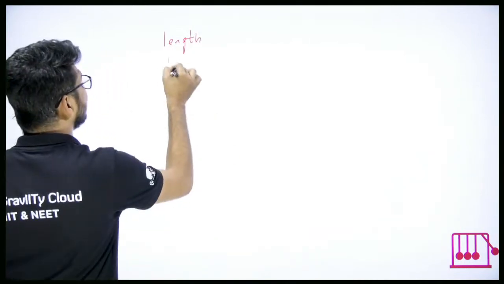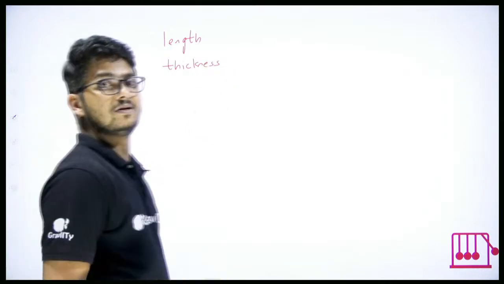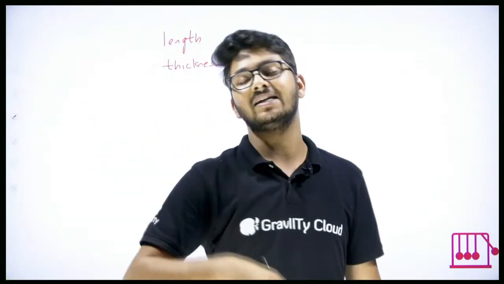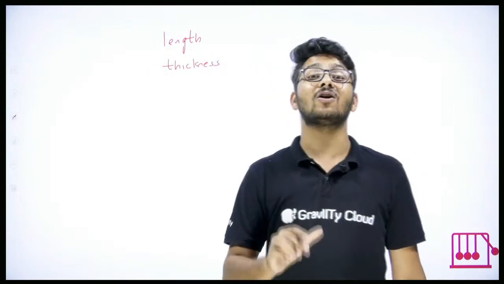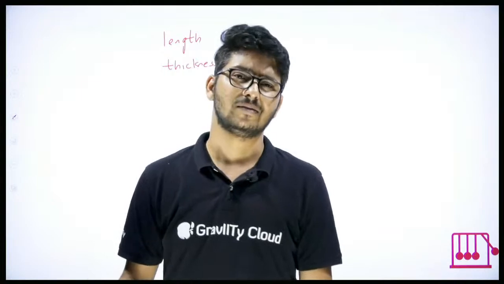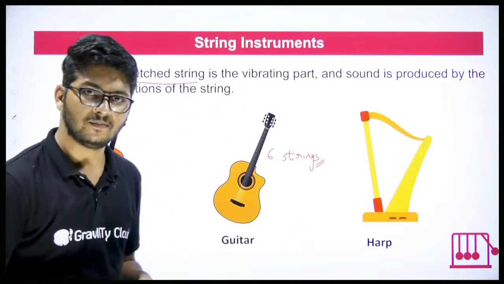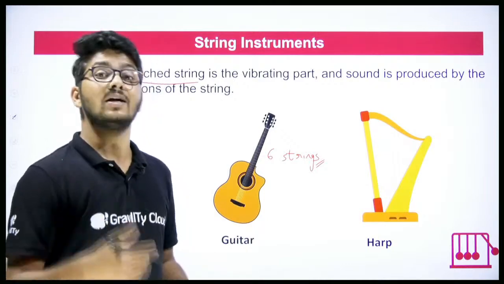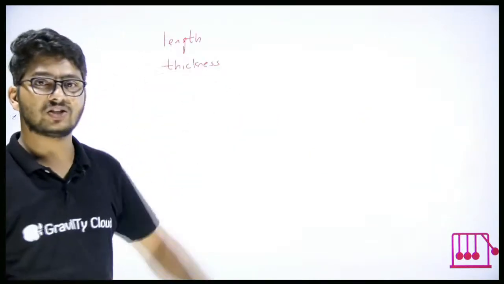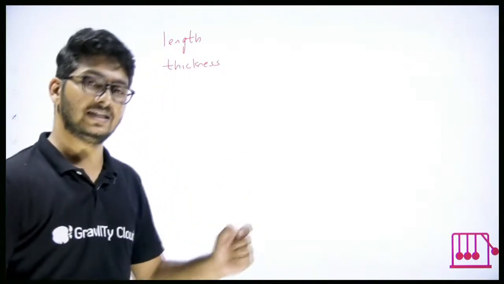The reason can be thickness, how fat the string is. So length and thickness of the string, if these two change, automatically the sound produced by the string also changes. Now how exactly, not required, but just understand this. So when it comes to string based instruments, strings produce sound and different sounds are produced depending on the length of the string and the thickness, how fat the string is.